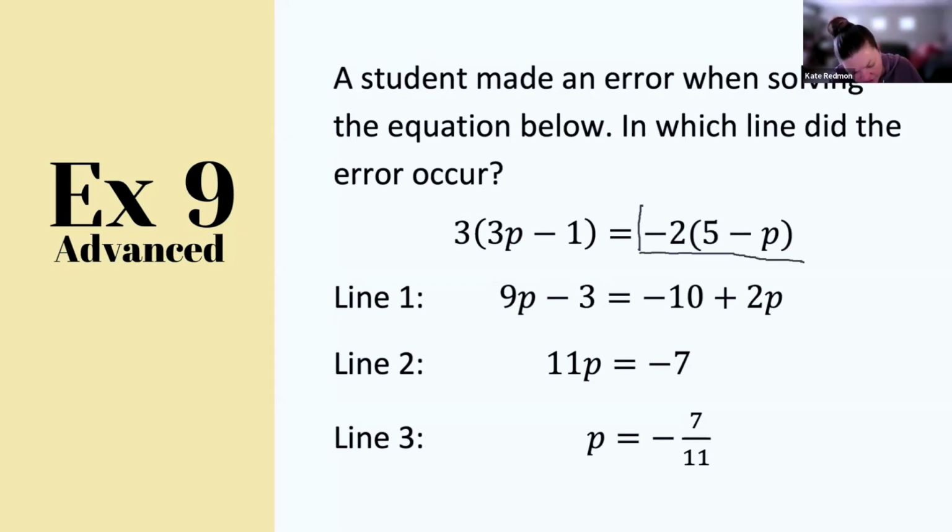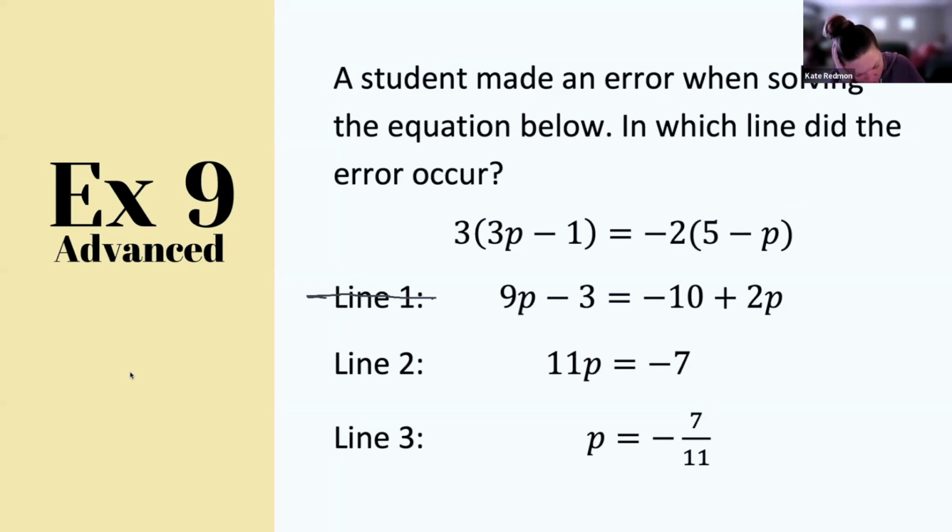Was there simplification that could happen over there? Well, yes, same thing, distribution. So let's check their distribution. -2 times 5 is -10. And -2 times -p, remember that's like a -1p, would give me +2p. So that looks good. No error in line 1.